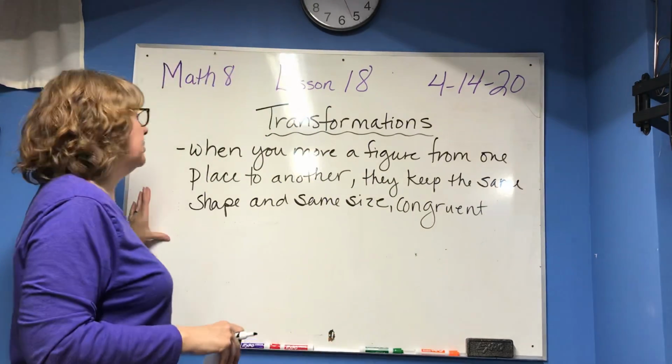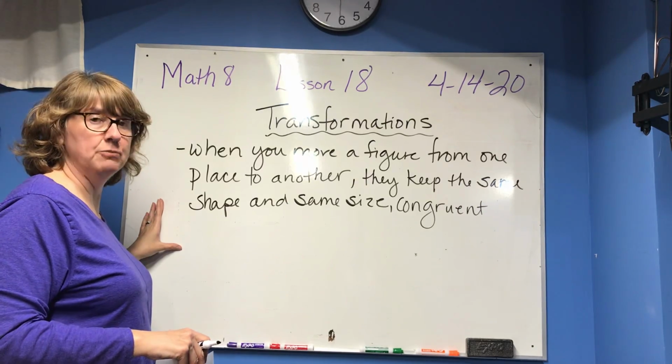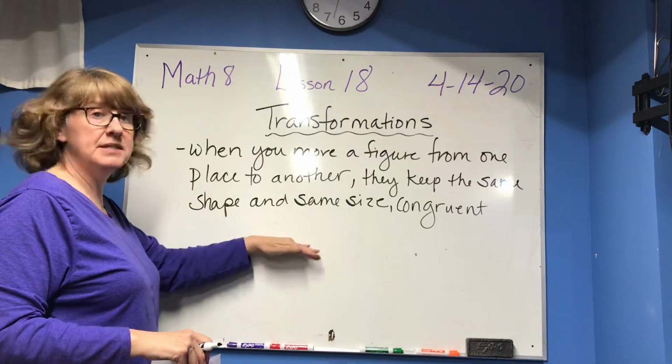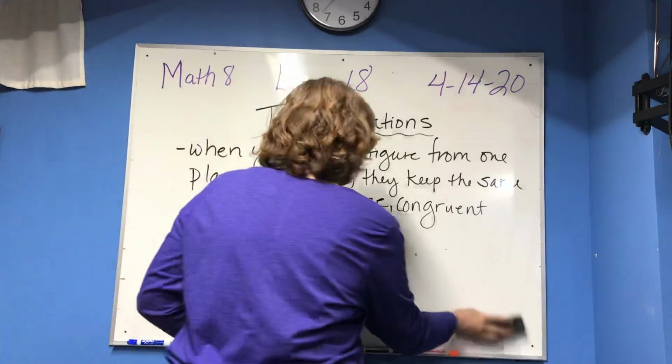Okay, so transformations are when you move a figure from one place to another, when you keep the same size and you keep the same shape, they're congruent. So you're going to skip a line and keep going through definitions. I'm going to erase this to give myself some more space.